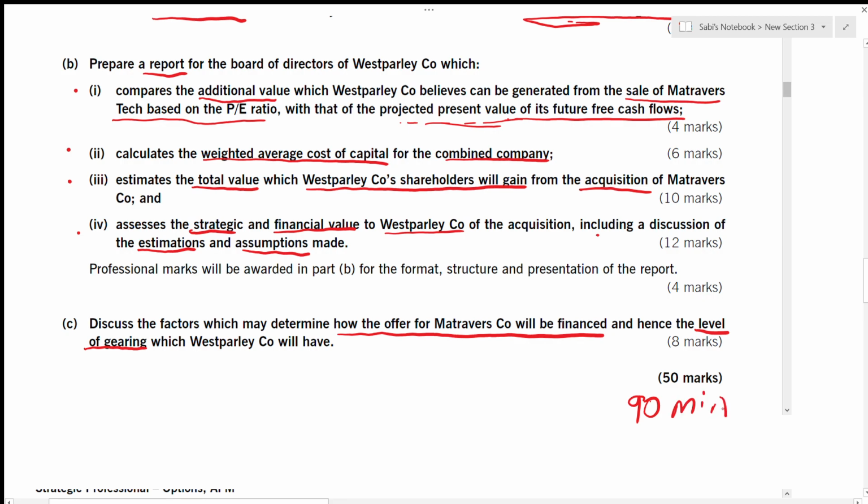So make sure that the first time you open the paper, right, it's a 3 hour 15 minutes paper. The first 15 minutes you spend reading the case study in section A, right? And the rest 90 minutes you are writing, answering section A. So in the first 15 minutes, make sure that you go through all the requirements. Just briefly read all the requirements of section A, B and C and then read the case study.